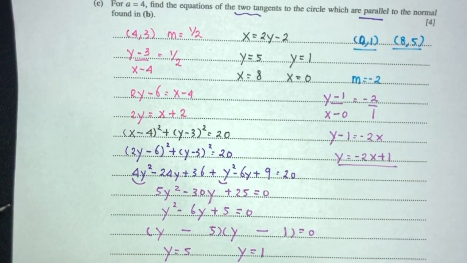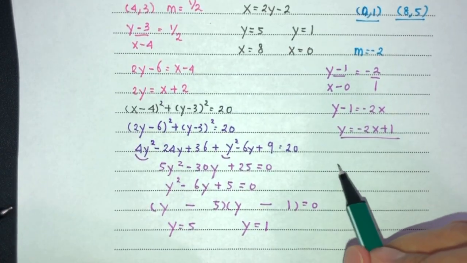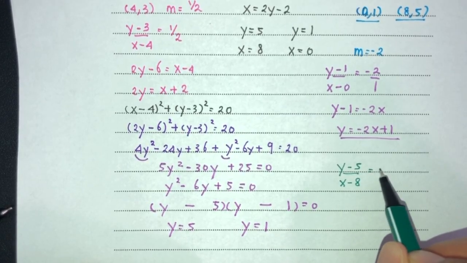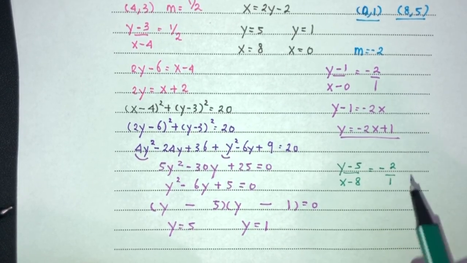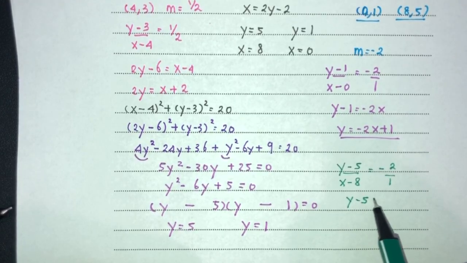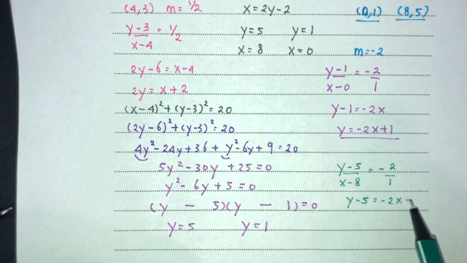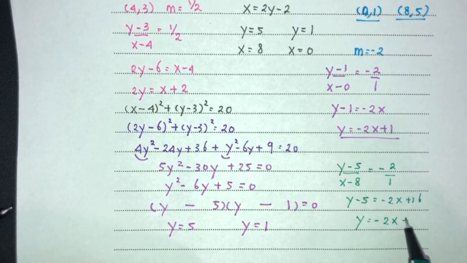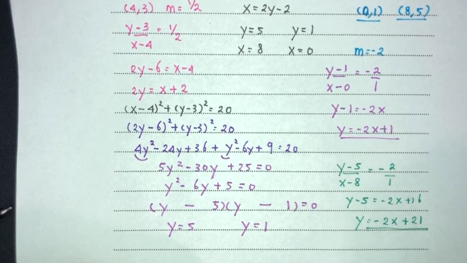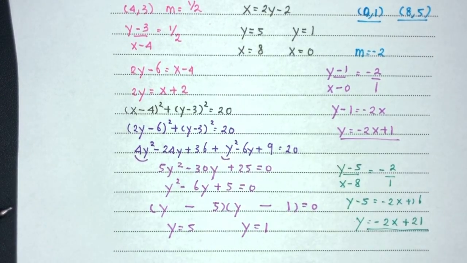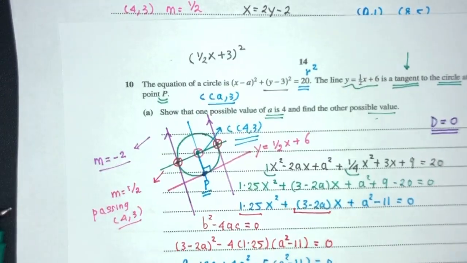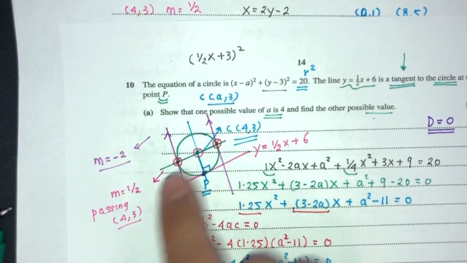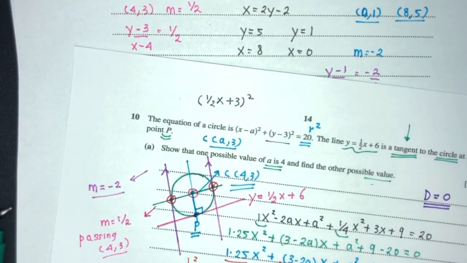For this one now, y minus 5 over x minus 8 is minus 2. y minus 5 is minus 2x plus 16. That'll be y is equal to minus 2x plus 21. So these are the two equations that we have for those tangents that we are talking about here, which are in the same direction as this one, but as tangents. And this is your question number 10.